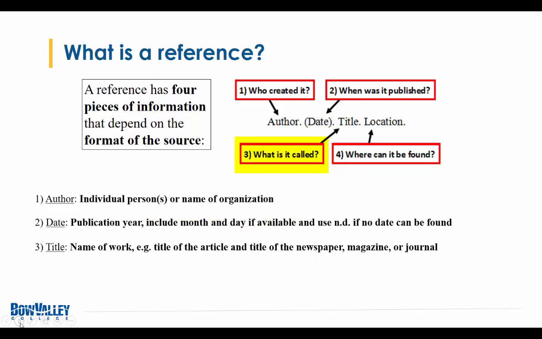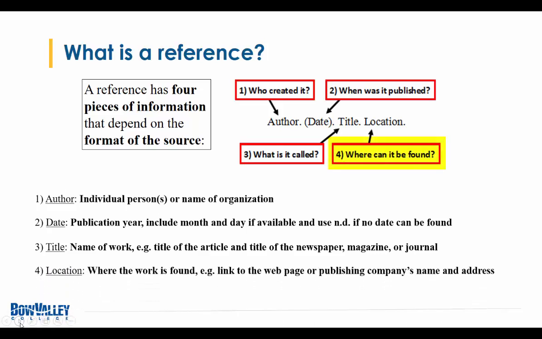The third question is, what is it called? This is the title of a source. Again, the information and how you write it depends on the format, which you must look up in the library's online APA guide. For example, print books will have one title that you will write in italics, and a newspaper article will have 2 titles, the title of the article and the name of the newspaper that it was published inside, such as the Calgary Herald or the Globe and Mail.